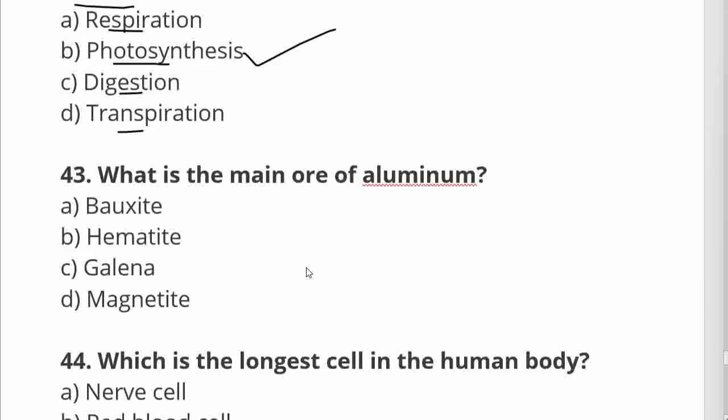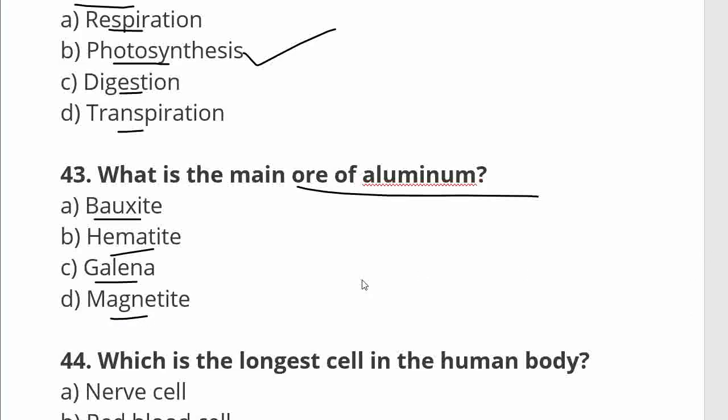Now, next question is, what is the main ore of aluminium? Options are A. Bauxite, B. Hematite, C. Galena, D. Magnetite. The right answer is option A. Bauxite. Bauxite is the primary ore from which aluminium is extracted through a process of refining.